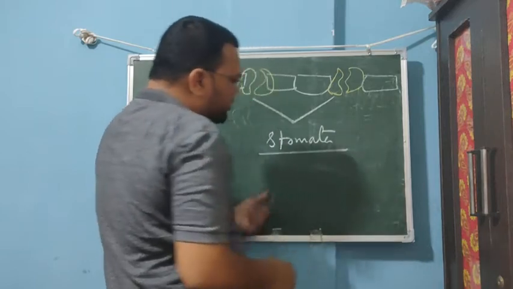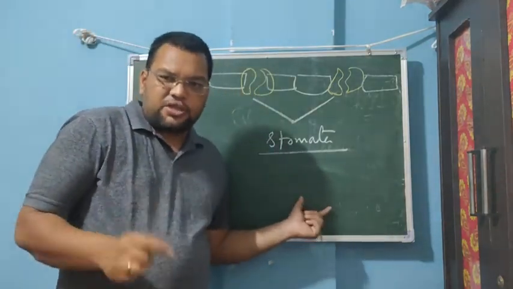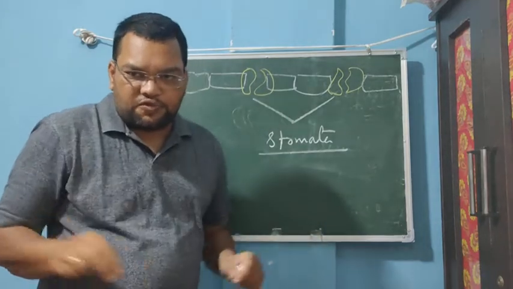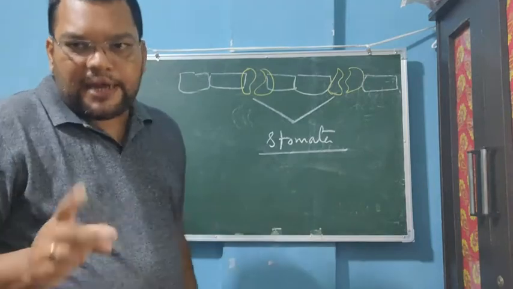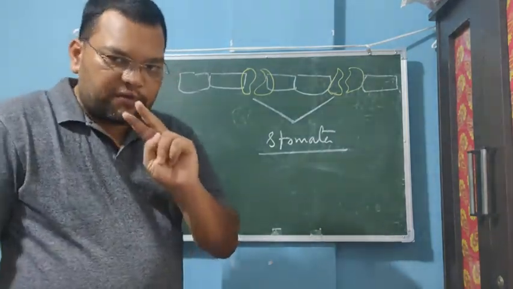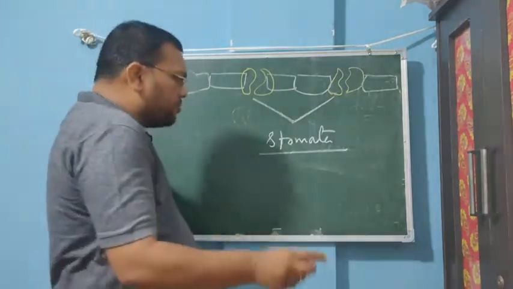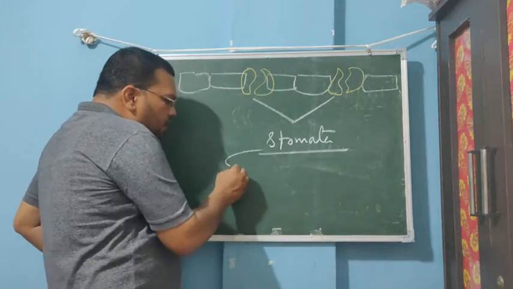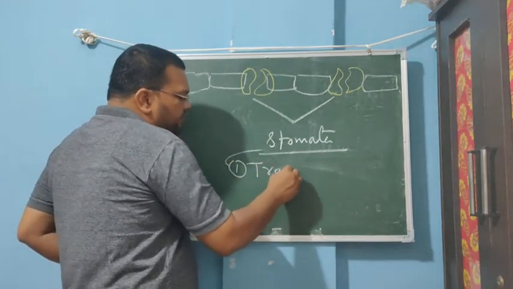We are going to discuss the structure of the stomata, how the stomata is formed, what is the structure of the stomata, and the function of stomata. So first I am going to talk about the function of the stomata. What are the two major functions performed by stomata? Now the first major function performed by stomata is transpiration.